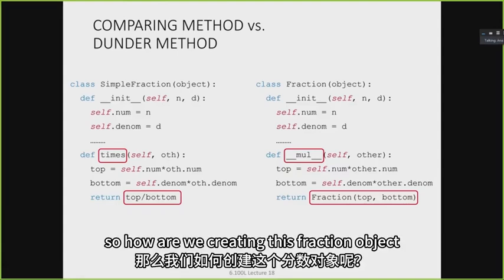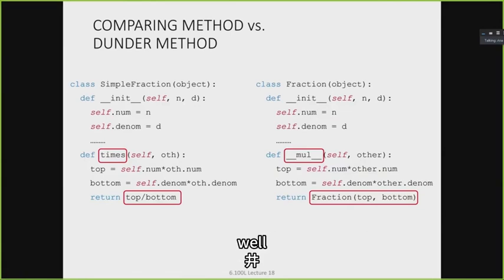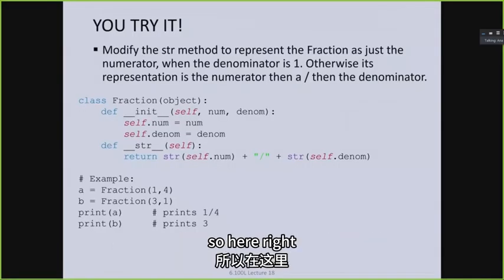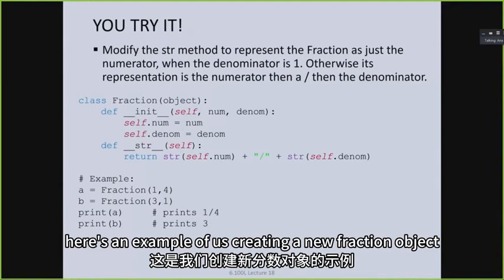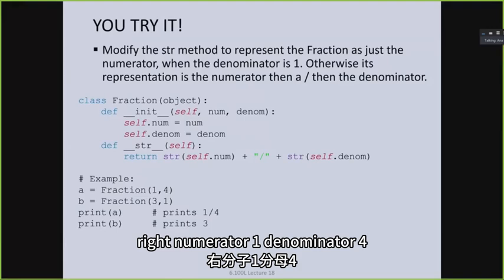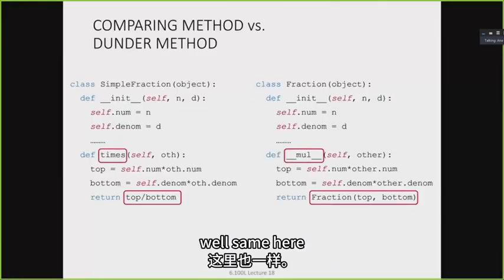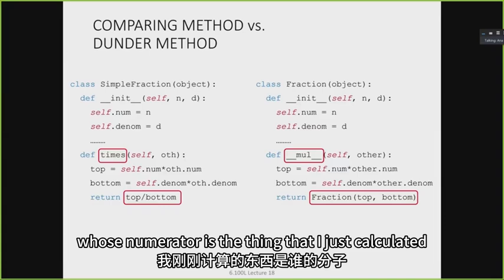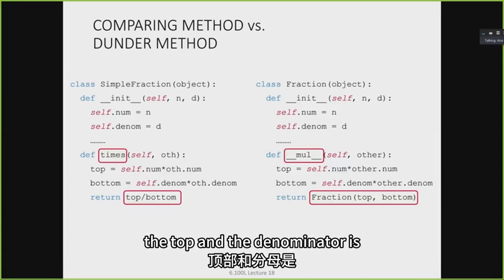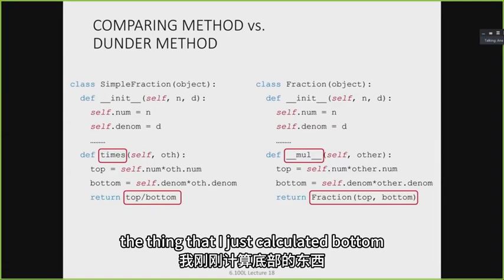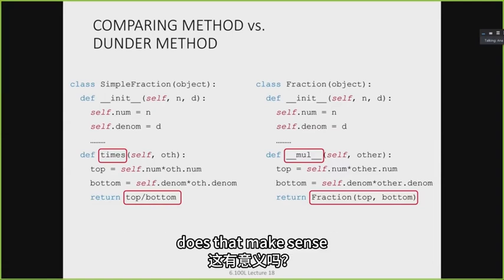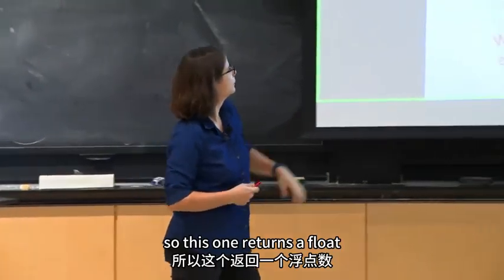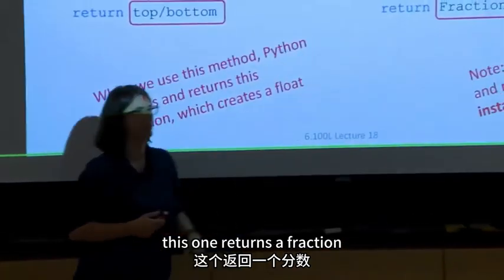Right? So how are we creating this fraction object? Well, just like we would create a regular fraction object up in the previous slides. Here's an example of us creating a new fraction object, numerator 1, denominator 4. Well, same here. This method will return a new fraction object whose numerator is the thing that I just calculated, the top, and the denominator is the thing that I just calculated, bottom. Does that make sense? Okay. So this one returns a float. This one returns a fraction.